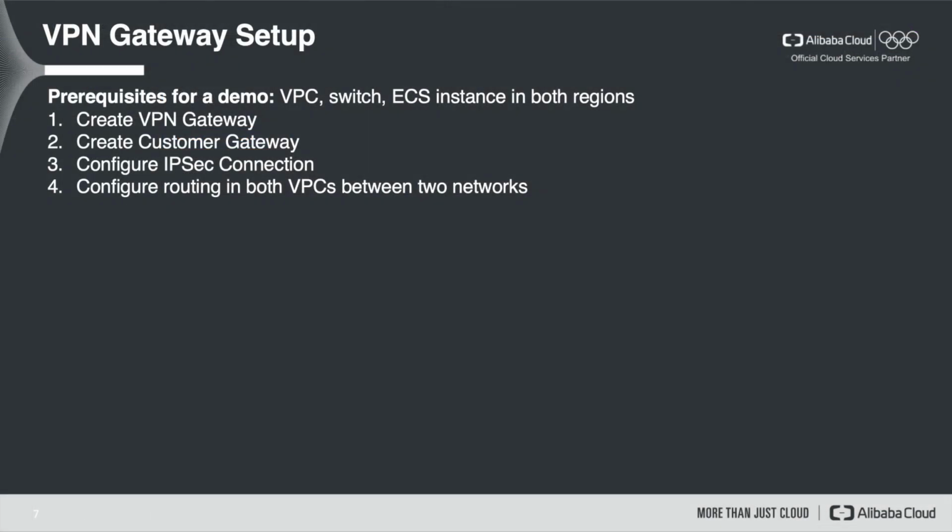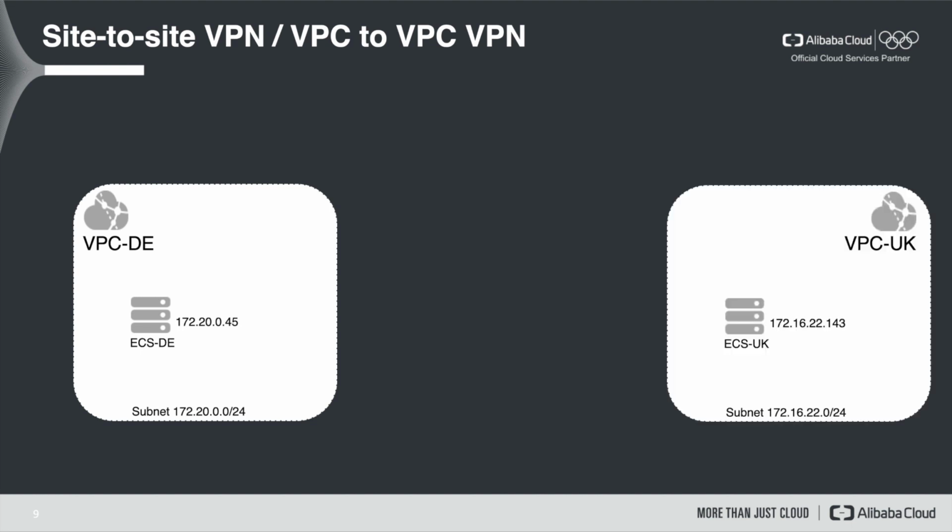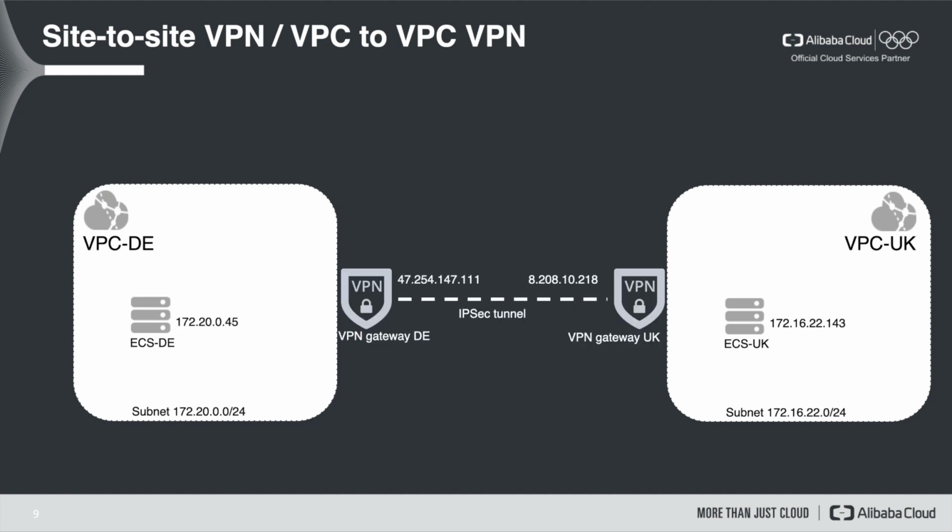The second step will be create a customer gateway. In our network topology, we have 2 VPCs, one in VPC Germany, Frankfurt, and one in United Kingdom, London. Those 2 VPCs have different subnets, and we will interconnect them together. We have 2 VPN gateways with the public IP addresses. We will interconnect them with the IPsec tunnel.